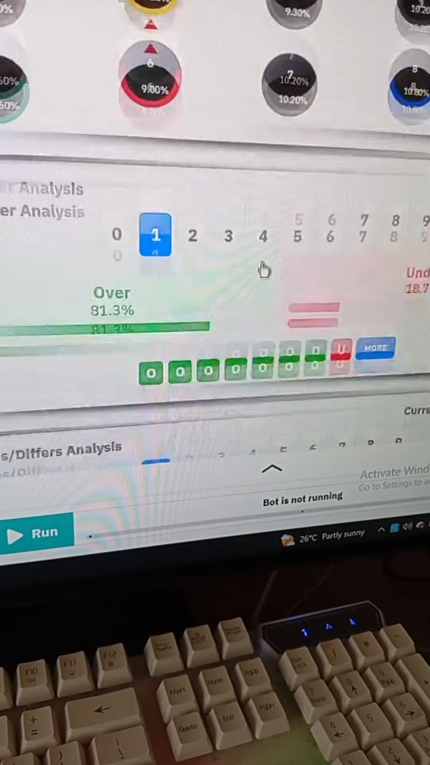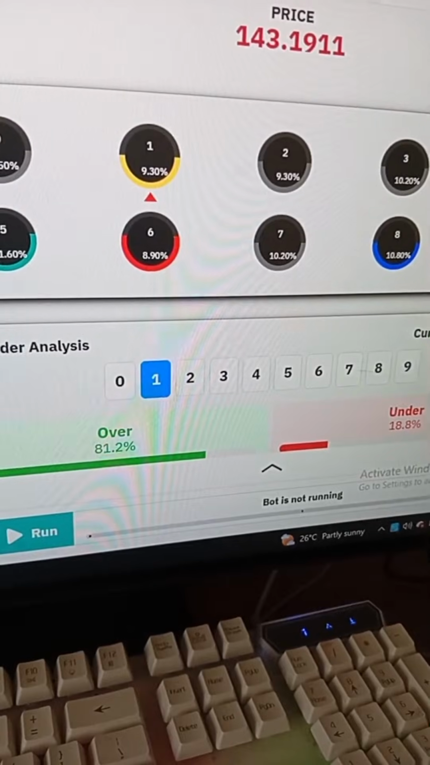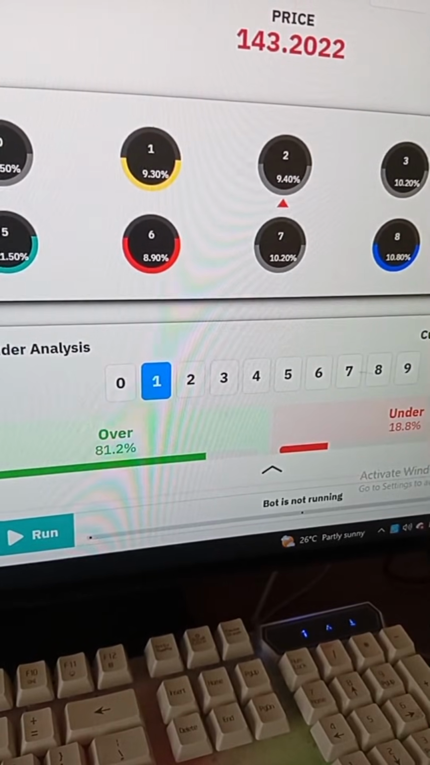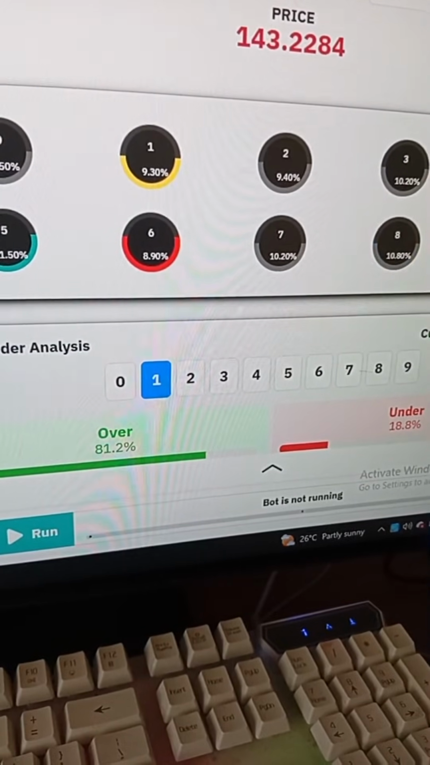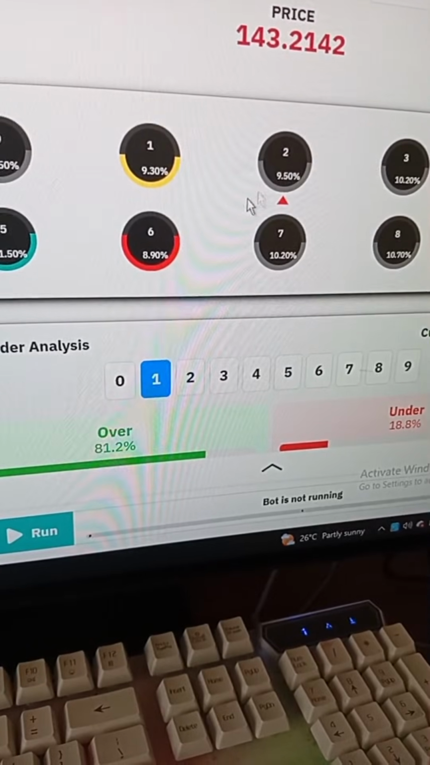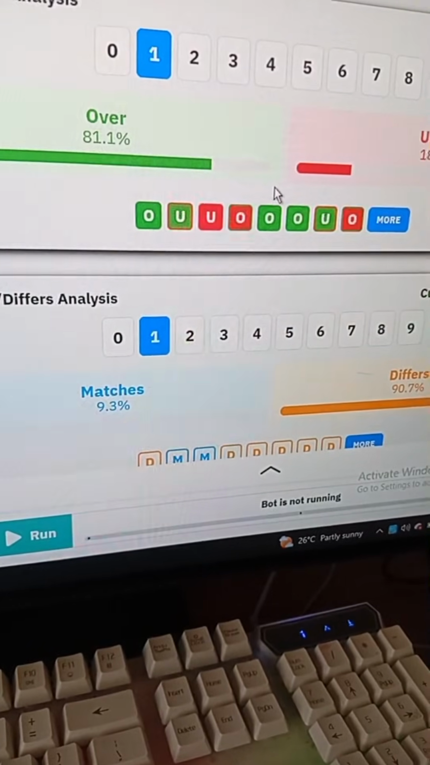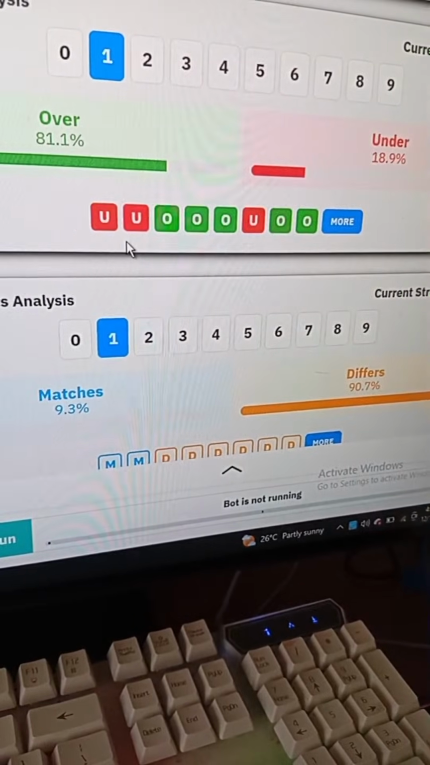All right, guys, be ready again with your bot. Volatility 50 over 1. Remember, my bot has already been set, so please ensure you have already set your bot to volatility 50, not 50 S, volatility 50 over 1. Do not miss out, guys.